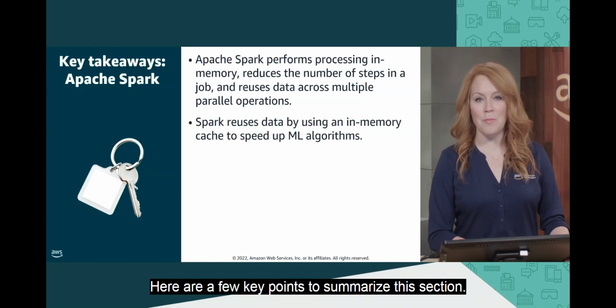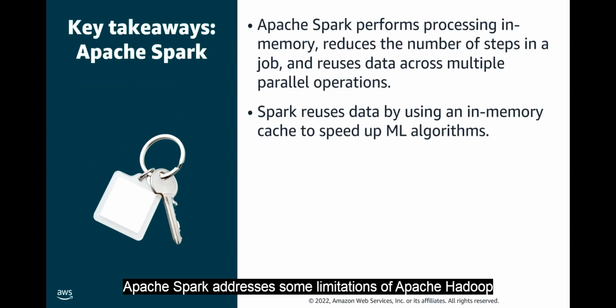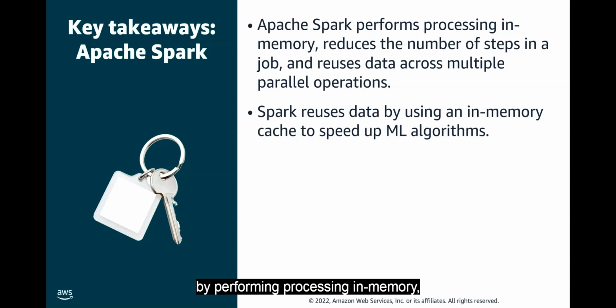Here are a few key points to summarize this section. Apache Spark addresses some limitations of Apache Hadoop by performing processing in memory, reducing the number of steps in a job, and reusing data across multiple parallel operations. Spark reuses data by using an in-memory cache to speed up ML algorithms. Spark uses a collection of objects in cached memory, known as data frames.